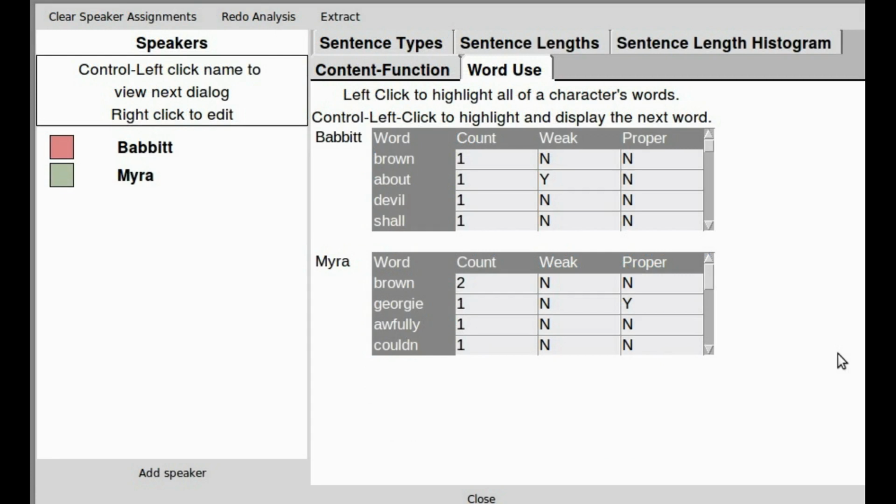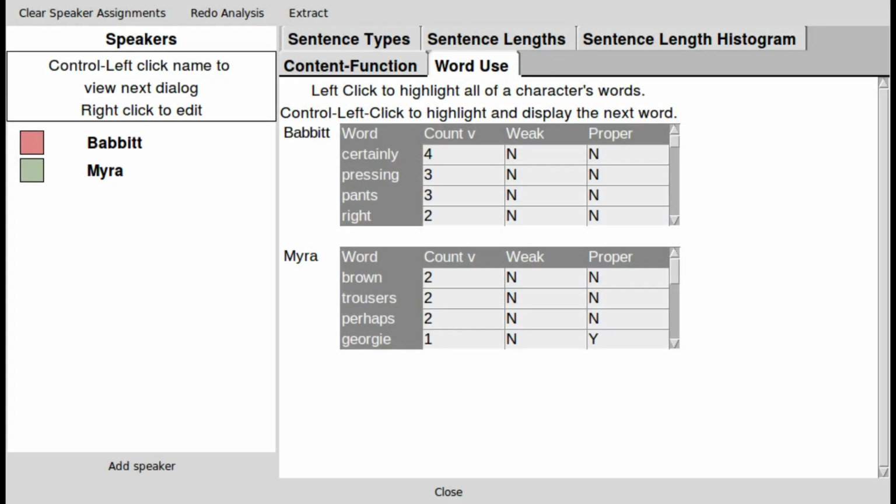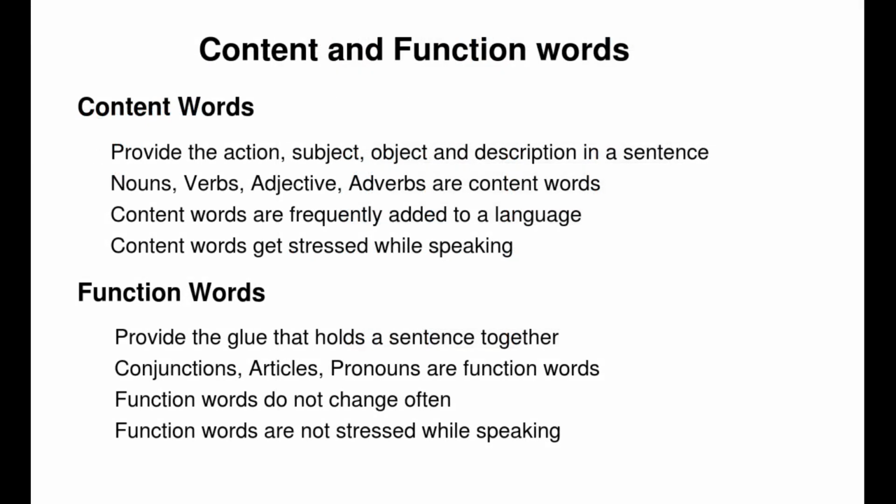The word usage display shows how many times each word gets used. You can sort on each column by clicking to show the count in decreasing order, and again, in decreasing order for Myra. Now you notice that Babbitt calls them pants, while Myra calls them trousers. Using a different vocabulary for each character is one of the ways that Sinclair Lewis distinguishes between Babbitt's and Myra's dialogue. The next display we're going to look at is the content function analysis.